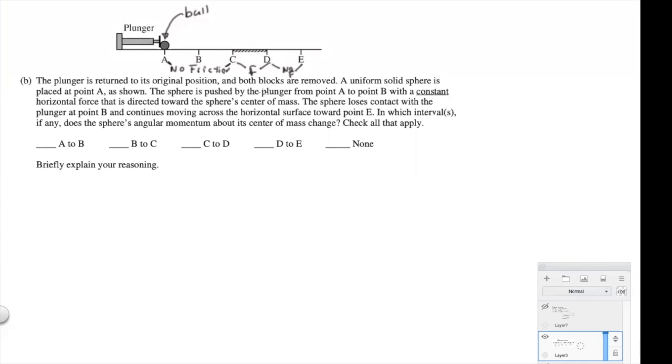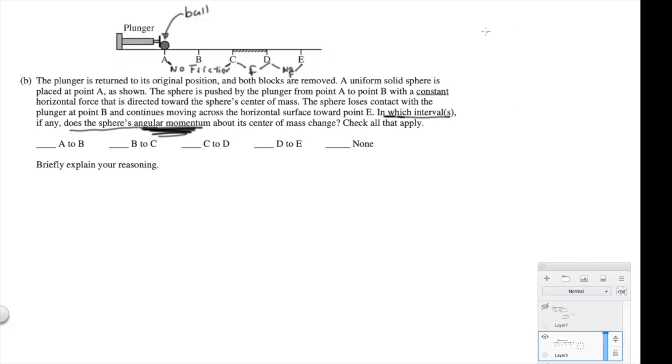The sphere is pushed by the plunger from point A to point B with a constant force that is directed towards the sphere's center of mass. The sphere loses contact with the plunger at point B, and the sphere continues moving across the horizontal surface towards point E. All right, so we're here to the question: in which interval does the sphere's angular momentum... let's just hit pause for a second.